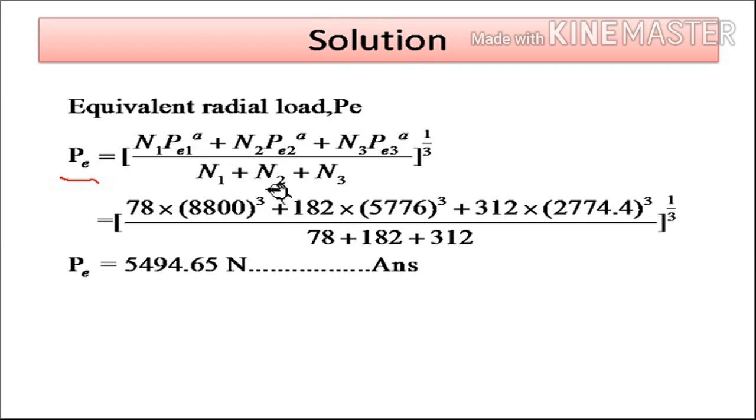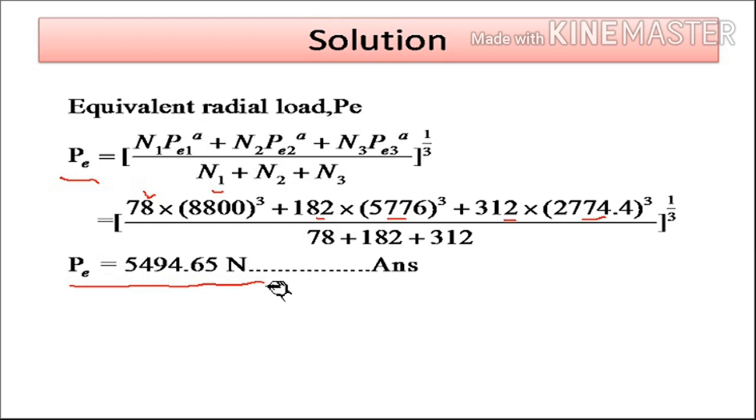Simply putting the value of N1 and P1 here, then N2 and P2 here, and N3 and P3 here, I will get the equivalent radial load as 5494.65 Newton. So this is nothing but the answer for this particular numerical.